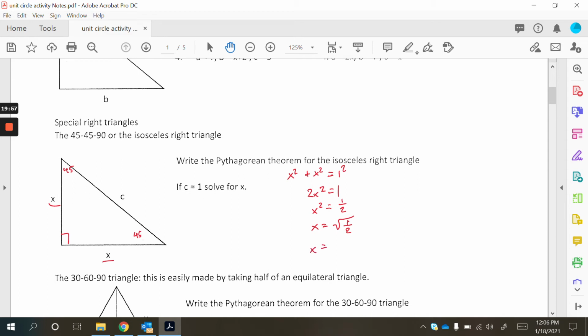So this fraction up here is pretty much the same thing as saying this. Now, luckily, we know what the square root of 1 is. So we just have 1 over square root 2. And I just said we don't like having the square root in a denominator.